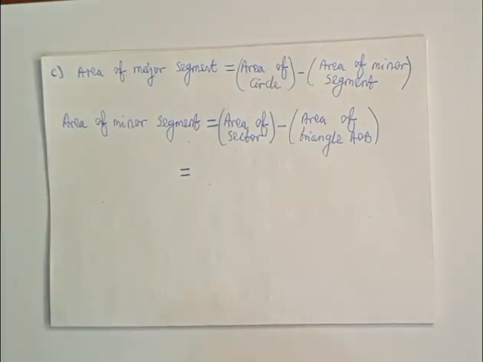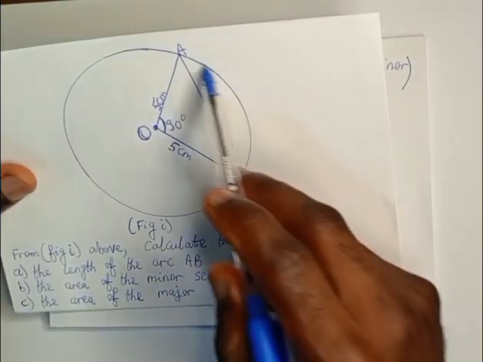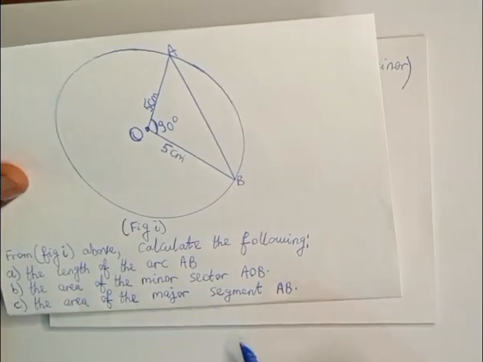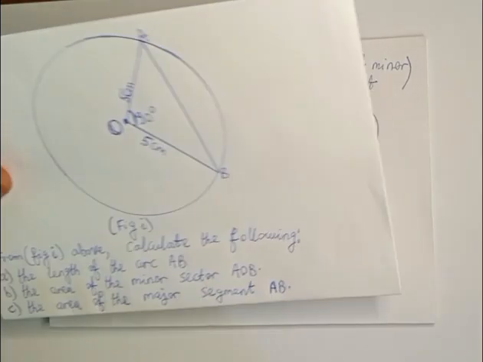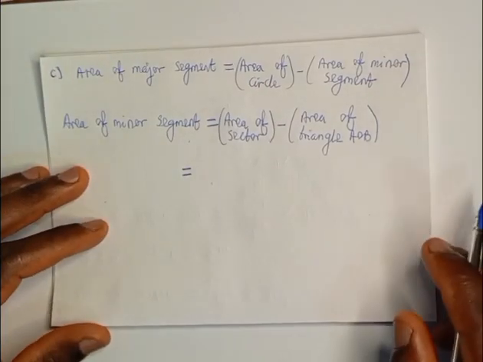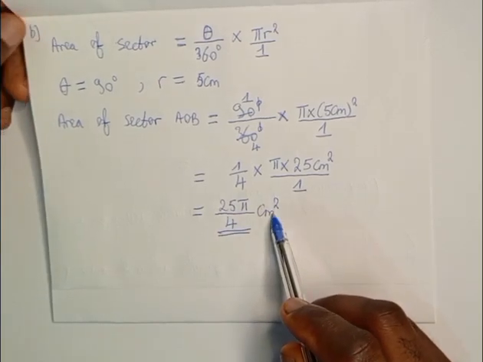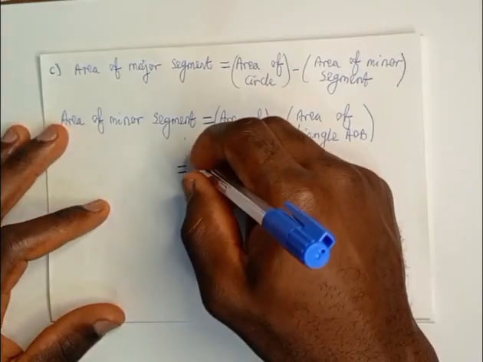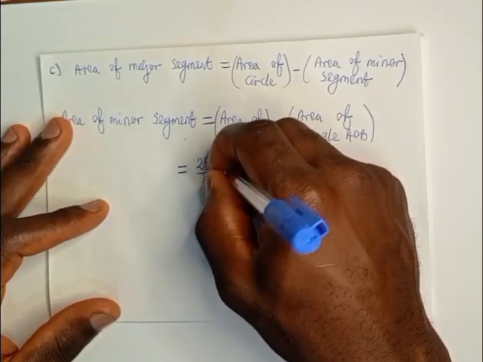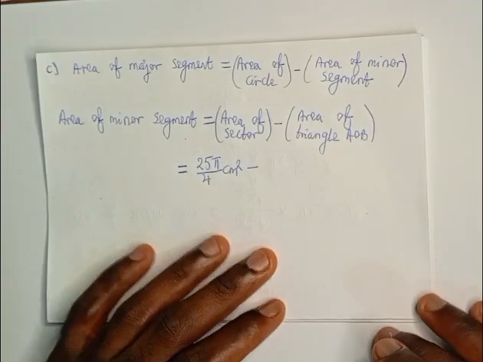This will simply be equal to the area of this, our minor sector AOB, has already been calculated in question B. The area, which is 25 pi on 4 centimeters squared. We are going to insert it there. 25 pi on 4 centimeters squared minus the area of triangle.